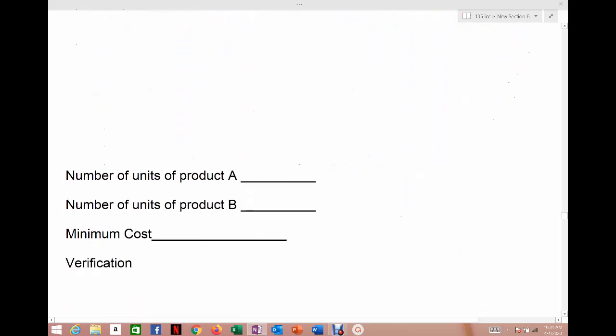Alright, and so my guess is that's the answer. I will have to verify. I'll do my verification up above, but I'm going to go ahead and plug in my numbers. I'm guessing they want to make 25 units of A and only 4 units of B, and I'll find my minimum cost in a little bit after I verify.